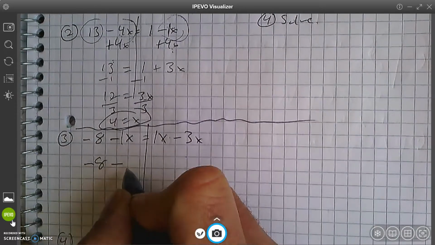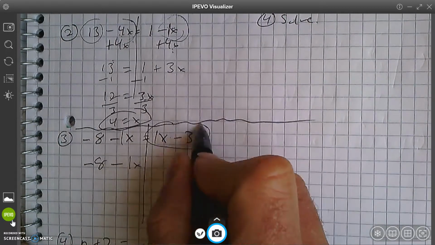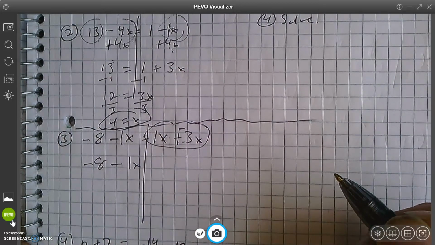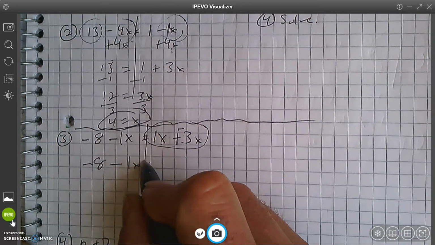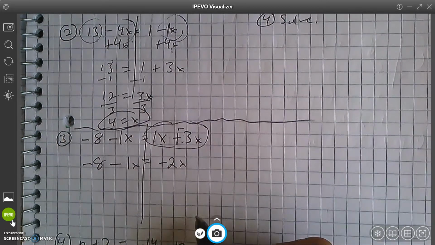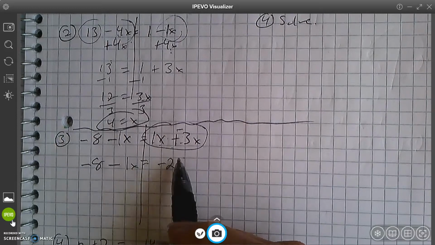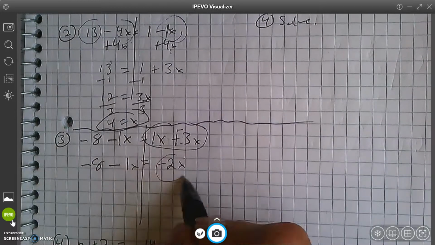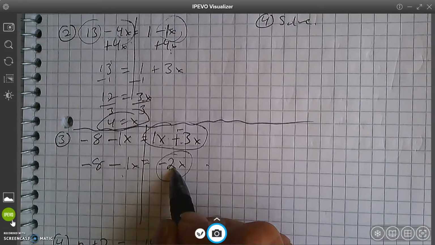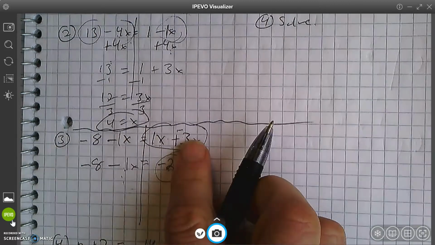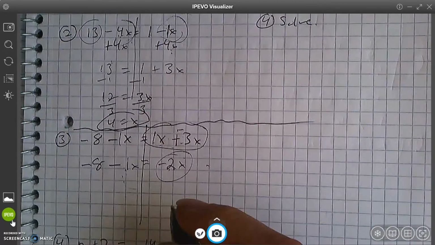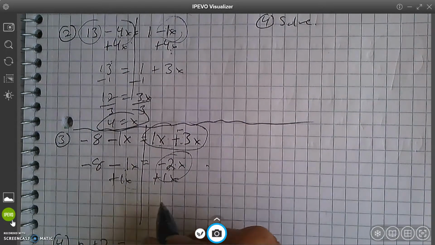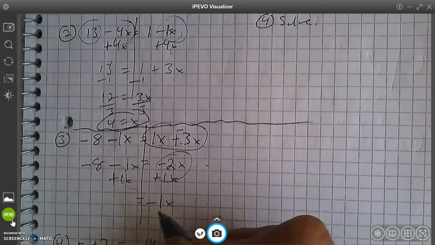Negative 8 minus 1x. So I put these together: 1 plus negative 3x. 1x plus negative 3x is negative 2x. So what do I see here? I see an opening, because I'm not going to look for the least x, since I know the x is over here. If I add 2x here, I'm going to have nothing over here. So I'm going to add 1x to both sides. Negative 2 plus 1 is negative 1x.